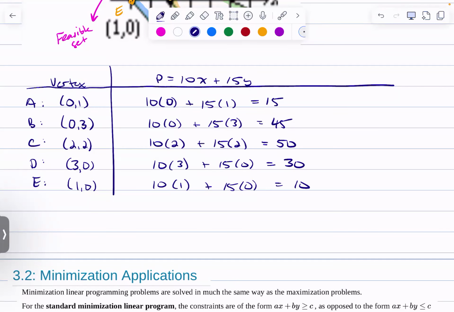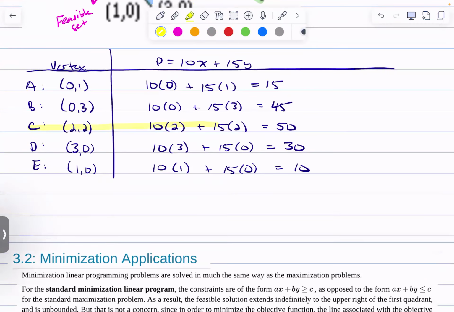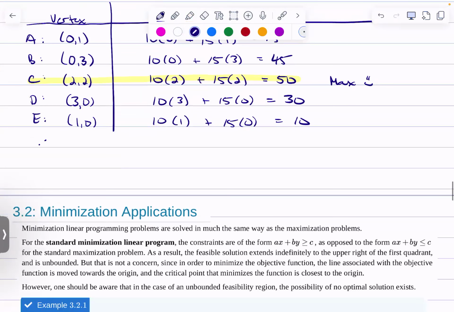Given a choice, I choose 50. We were told to maximize, and so here, that's the key. If we were asked to minimize, then you would pick the smallest. So it depends. And we want to maximize, which means, hey, it's C again. Quirky. And this is the maximum. Therefore, P is maximized to 50. We don't know the units, so that's okay. But when x equals 2 and y equals 2.